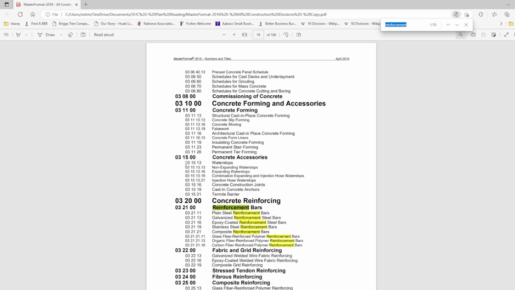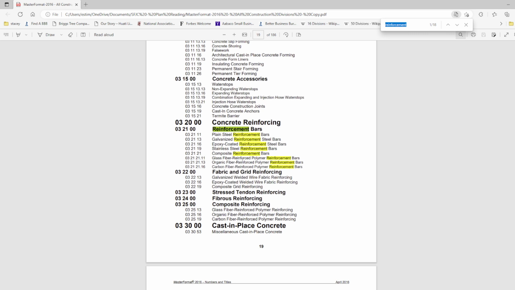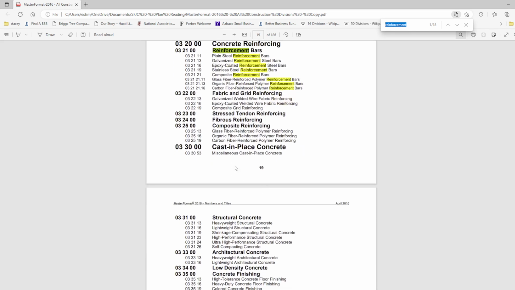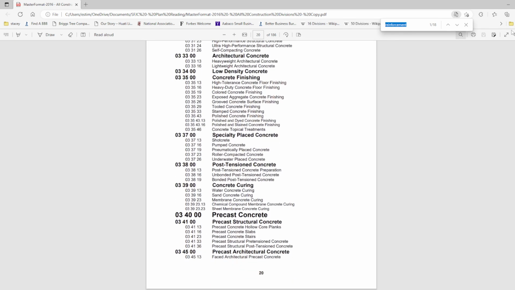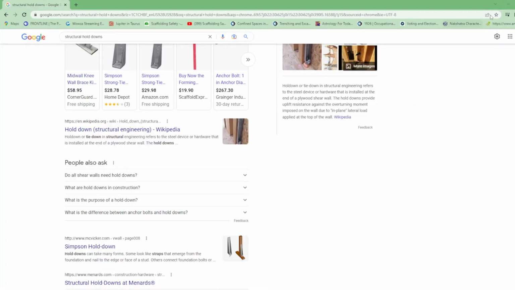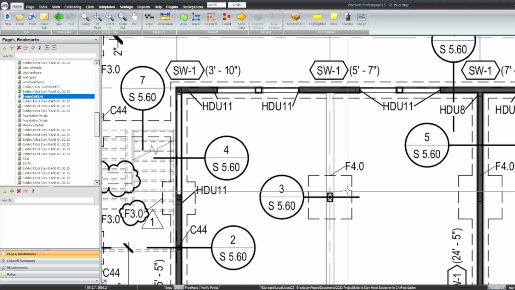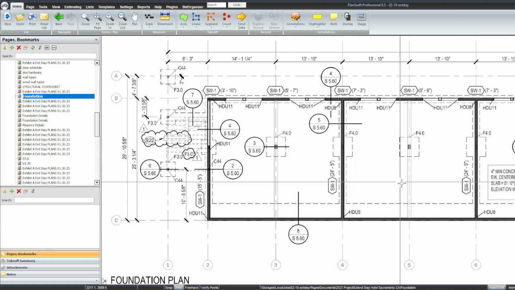Okay. So your concrete division is 03. It will tell you everything about how your concrete work is specified. Remember, we're looking at this in terms of being an estimator, trying to find our specification. Okay, so that's that. So let's get to the business of, what are we looking at?